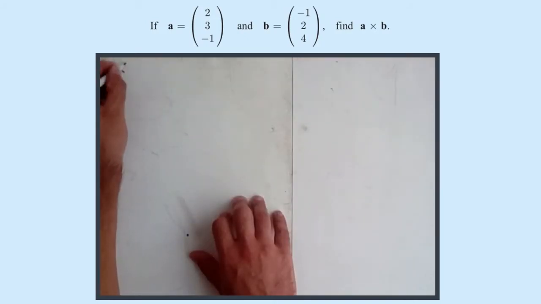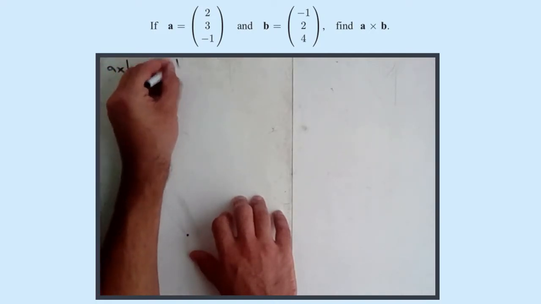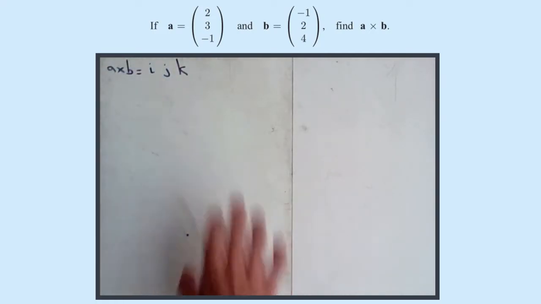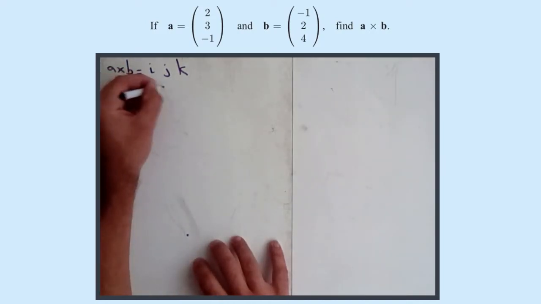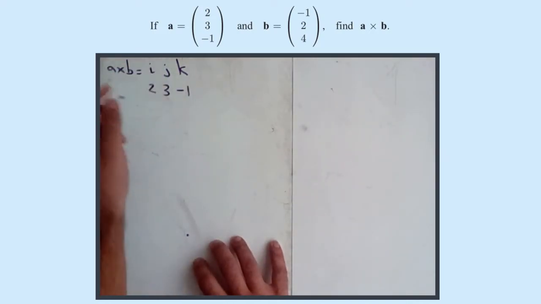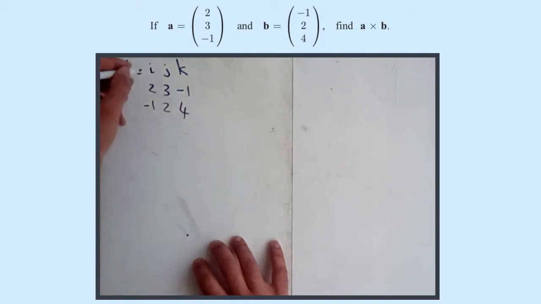So A cross B equals the determinant of, if we write i, j, k in the first row, then A in the second row, and then B in the third. So A is 2, 3, -1, and then B is -1, 2, 4. And the straight lines tell us that we're working out the determinant.